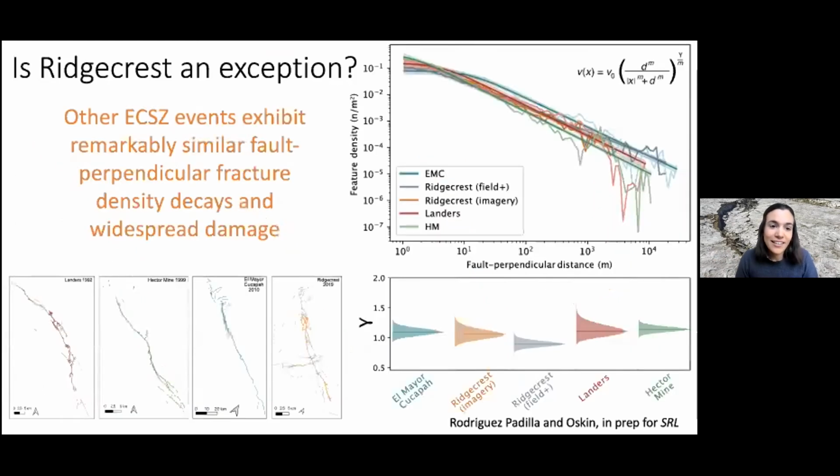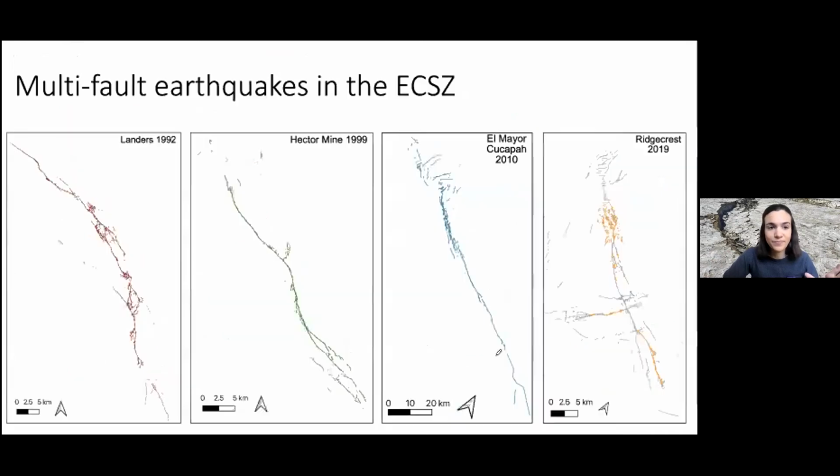When we look at the fracture density decay for these events, the slopes overlap pretty well with our Ridgecrest data, particularly with the Ridgecrest imagery. So we see these remarkably similar fault-perpendicular fracture density decays and also widespread damage. And something that all of these events have in common is that they are multi-fault earthquakes. All of them involved several individual faults that ruptured together.